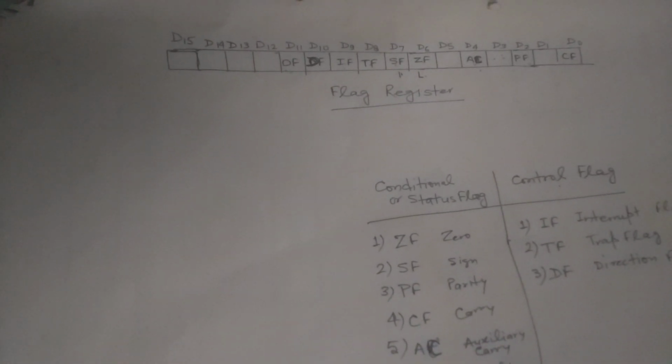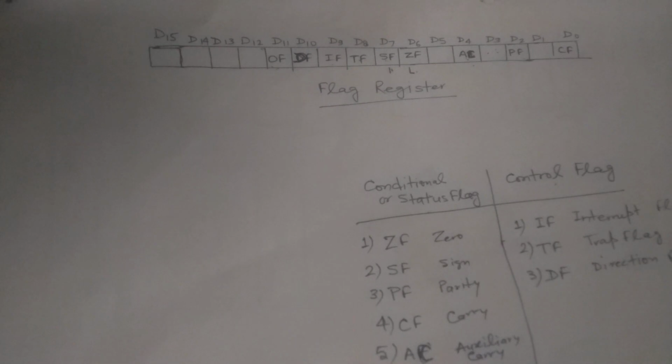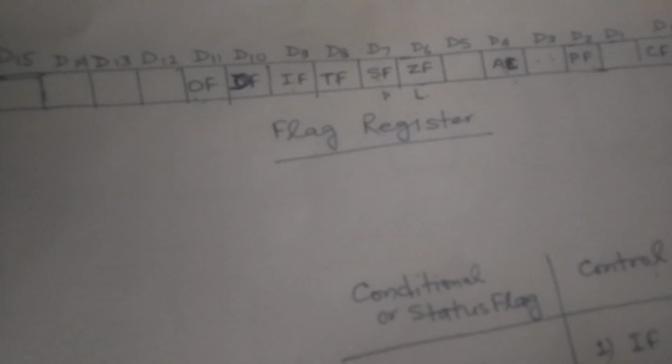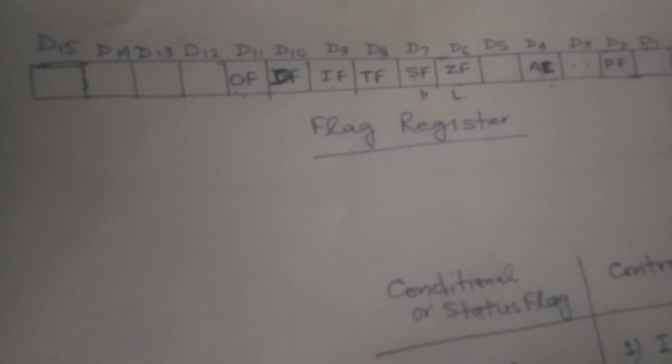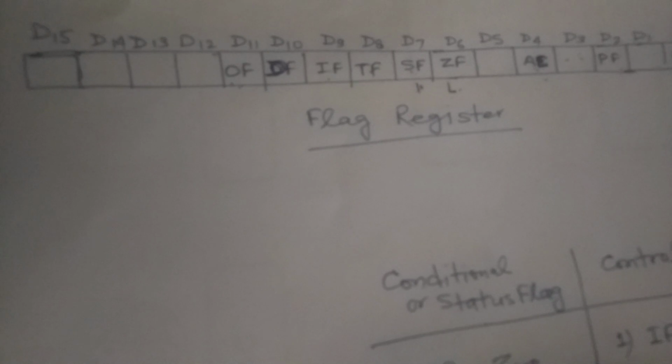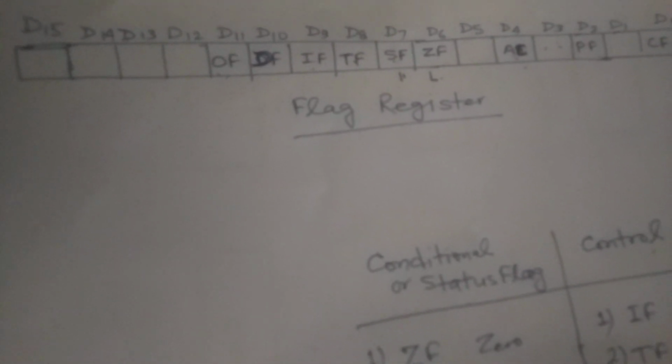Next flag is the interrupt flag. This flag is used for maskable interrupts. When this flag is set to 1, then the maskable interrupt can be processed. Otherwise, when it is set to 0, the maskable interrupt cannot be processed.